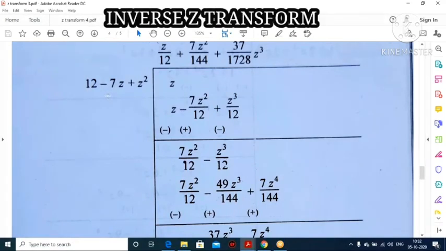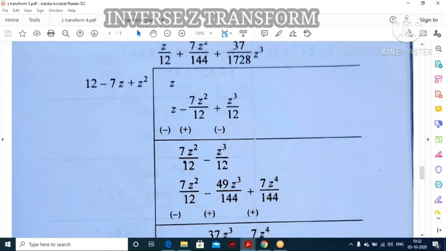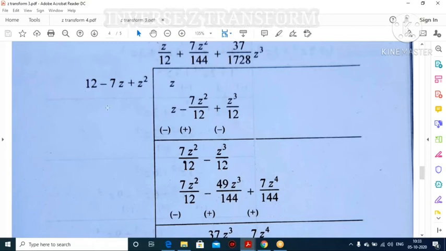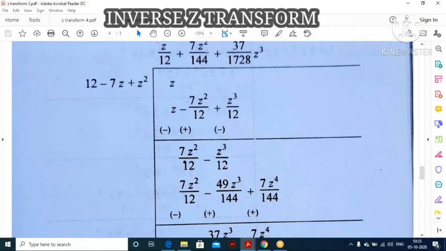Now I multiply with this term here. So 7 z square by 144 into 12 becomes 7 z square by 12. Minus, because here it is minus, so I put minus. 7 into 7, 49, so 49 z cube by 144. Plus, since it is plus into plus, I put plus: 7 z power 4 divided by 144.